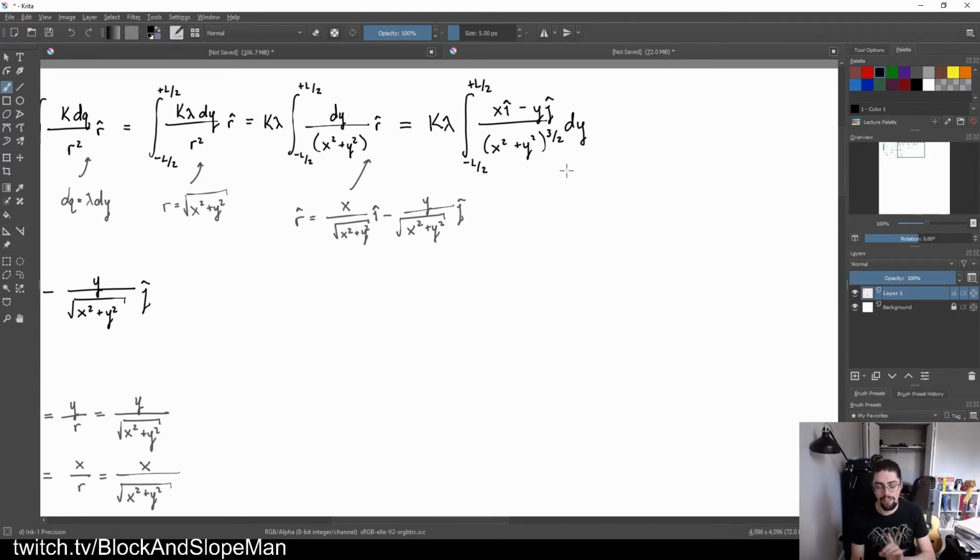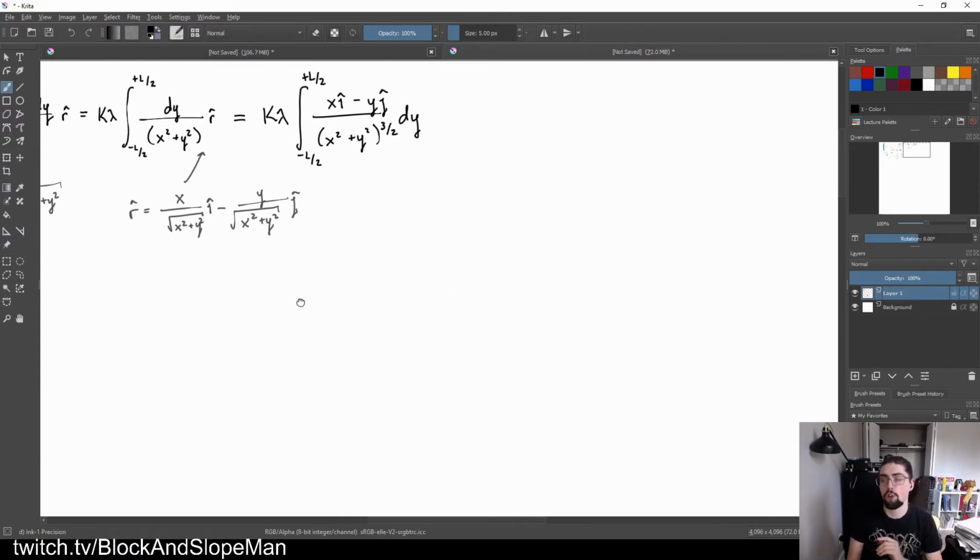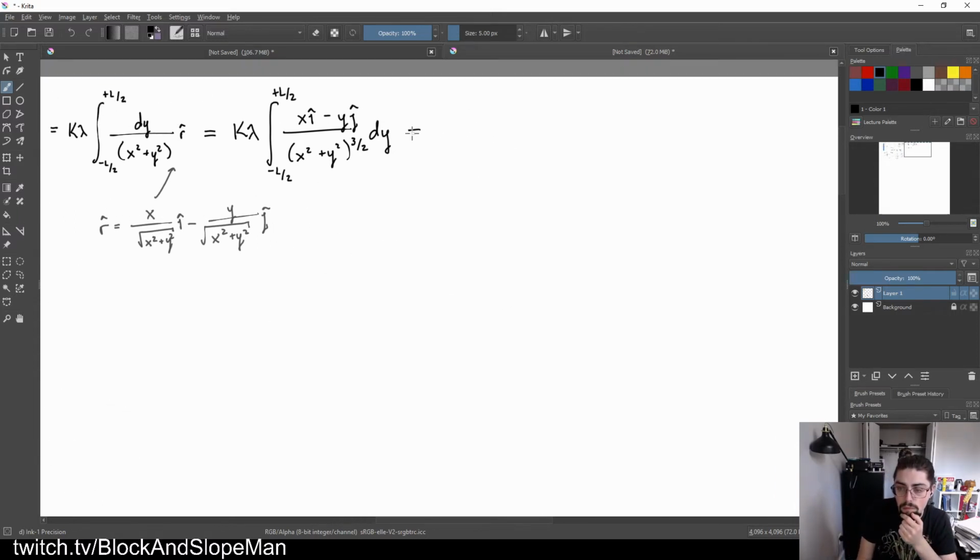What I'm going to do first, though, is I've got this kind of nasty thing. I've got a polynomial on top, and I really don't want to deal with that, especially because there's an i hat on one side and a j hat on the other. So what I'm going to do is split this up into two separate integrals. So this is going to become, I'm going to take the x component all by itself. And this might seem like a little bit of an extra step to separate out things more, but I promise it's worth it. So we've got that piece, and then minus k lambda times the other piece.